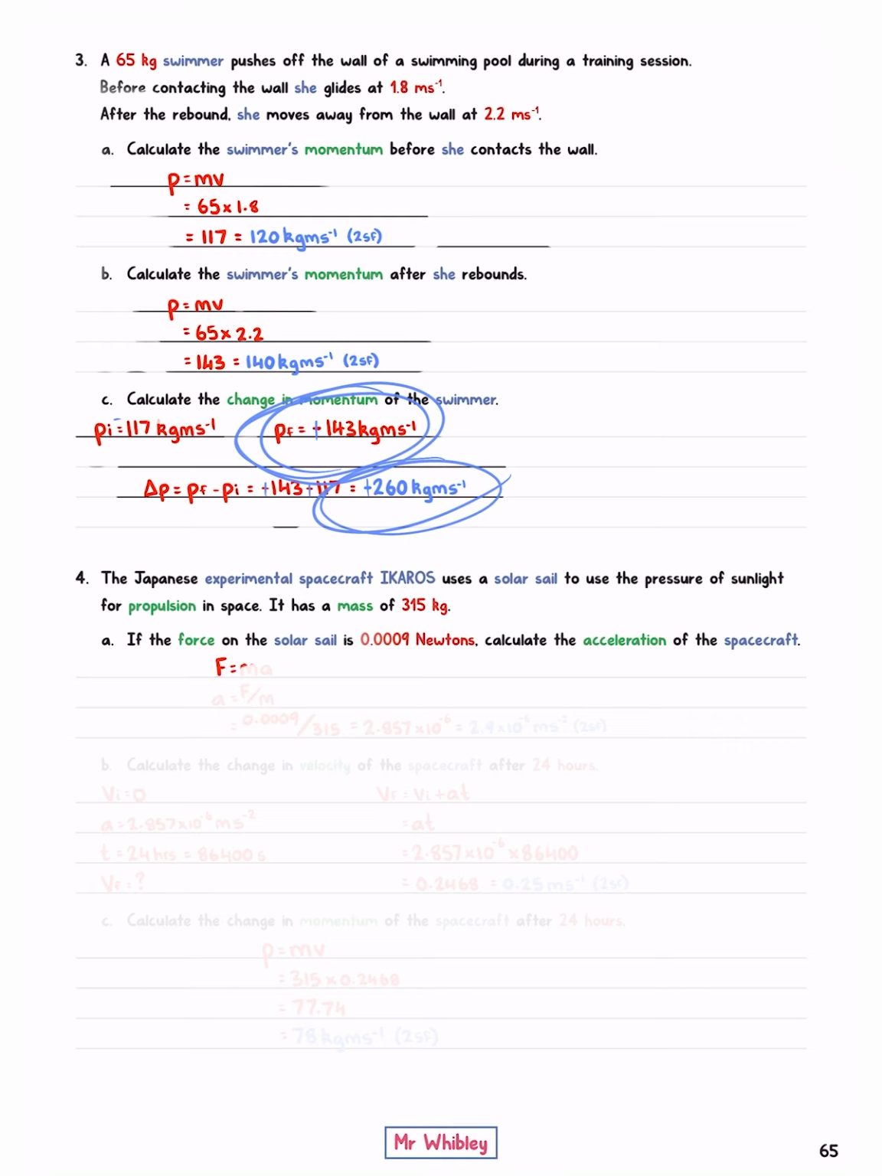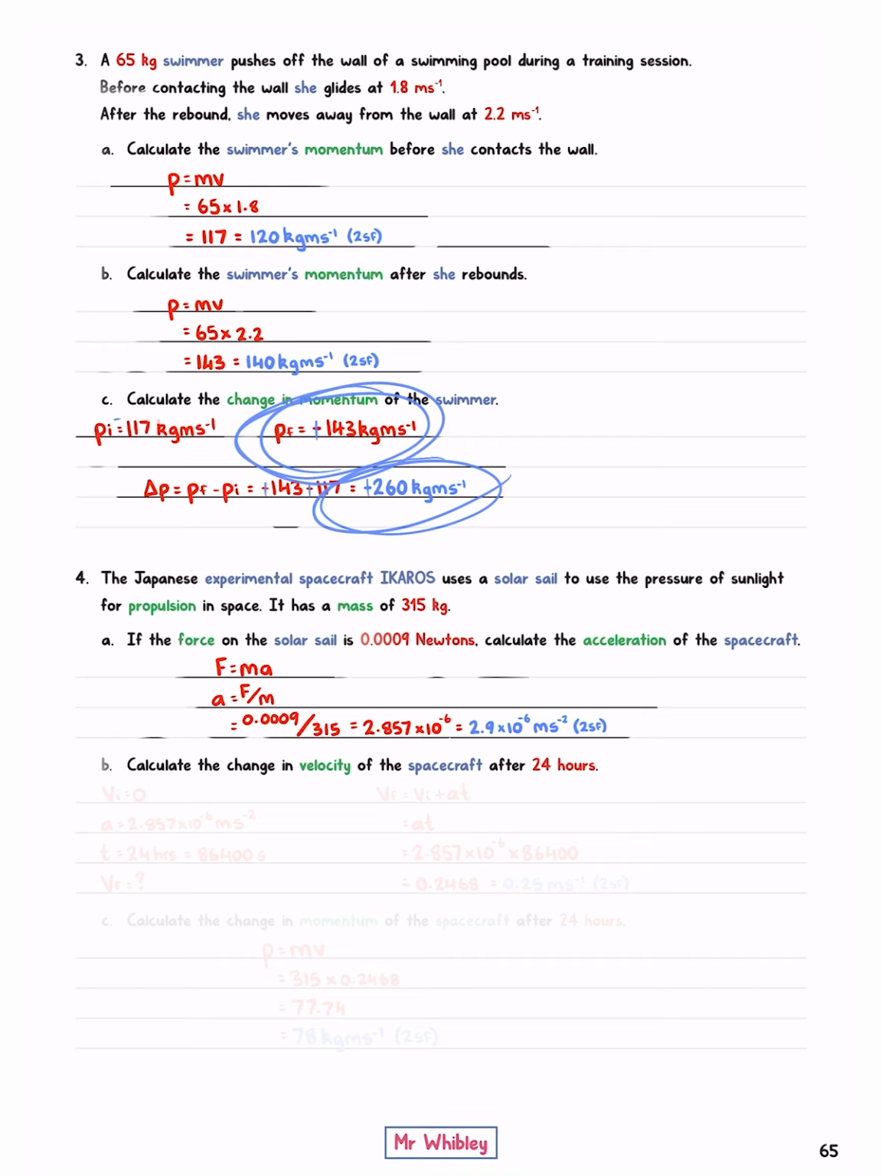Knowing that force is equal to mass times acceleration, solving this for acceleration by dividing both sides by mass, putting in our force and our mass, gives me 2.857 times 10 to the minus 6, or 2.9 times 10 to the minus 6 meters per second squared to two significant figures. Calculate the change in velocity of the spacecraft after 24 hours.